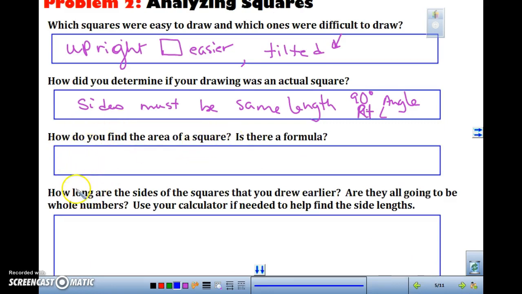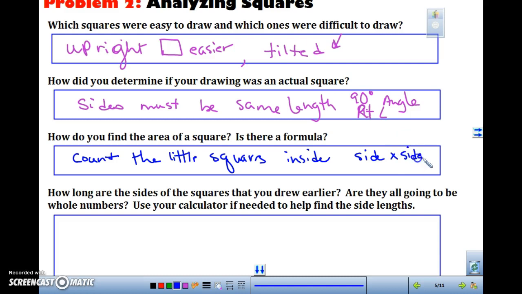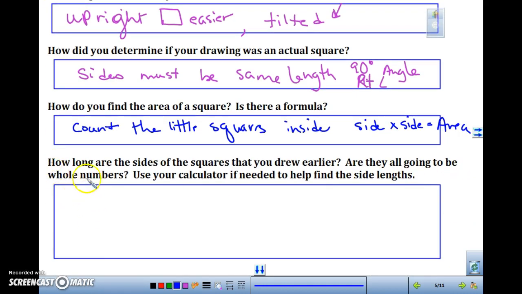Well, we kind of talked about this earlier. One way to find the area is we can count the little squares inside. If you didn't want to count each of those little squares inside, we could use a formula, right? And our formula is, I had it on that first slide that we saw, side times side equals area. Now, it says how long are the sides of the squares we drew earlier?